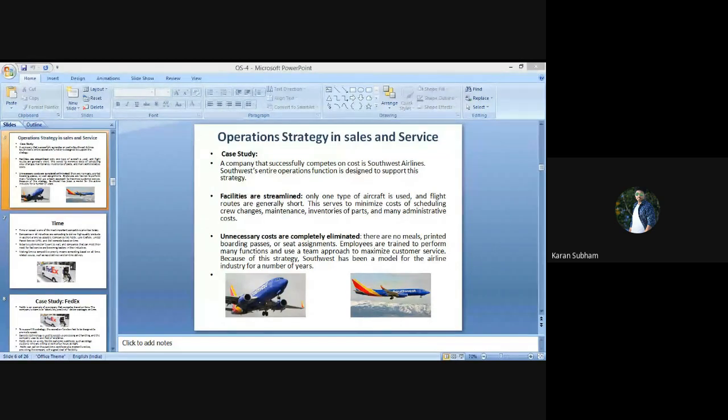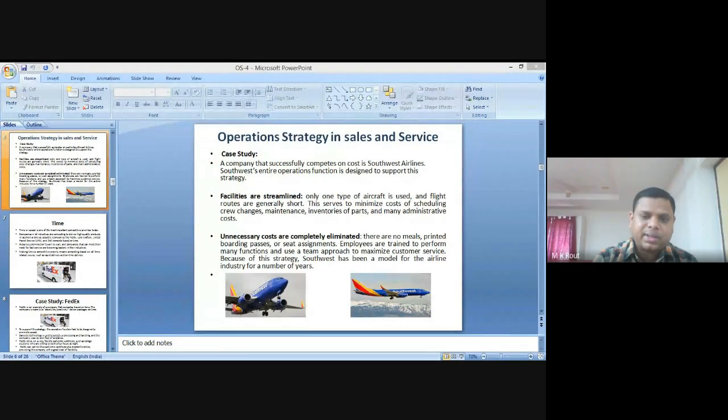They also have well-run route management. Yes, that is known as route optimization. Clear. So these are the points which directly enhance the implementation of operational strategy in service industries. Moving to the next one, I'll show another case study.